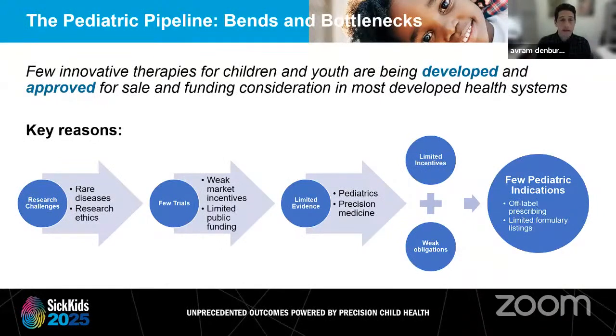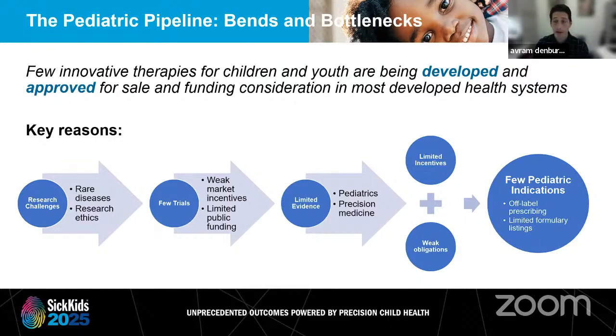So I've tried to hint in this pathway here, this attempt at something of a pharmaceutical value chain. What are some of the barriers in access to medicines for children, particularly innovative ones? And I would argue that it's a fair and broadly applicable statement that few innovative therapies for children and youth are being developed and approved for sale and funding consideration in most developed health systems.